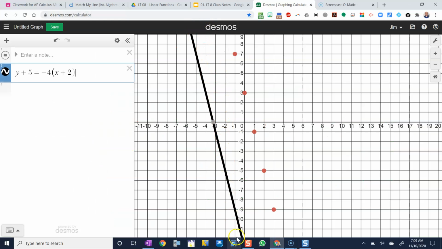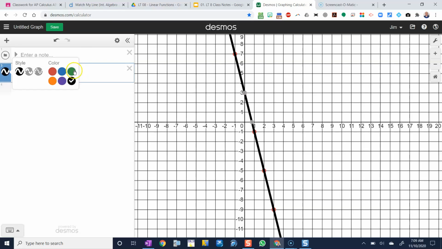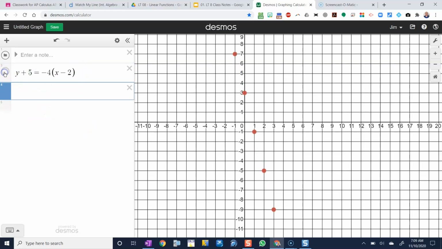So you see this feedback I got right here? I expected that line to go right through the points, but it didn't, so I must have screwed something up. So let's change that to an x minus 2, and then we can see that that line does in fact go right through the points. Now, let's put in the second equation. So I'm going to unhighlight this one.